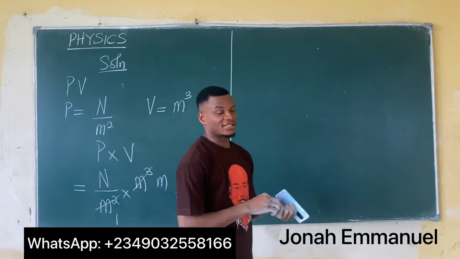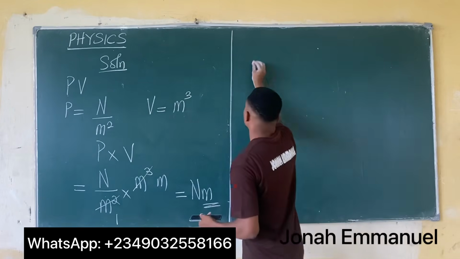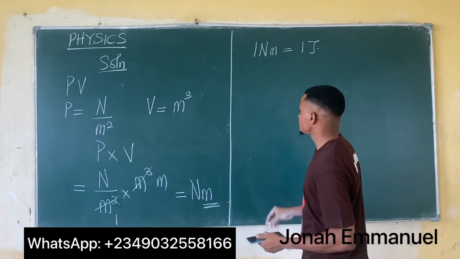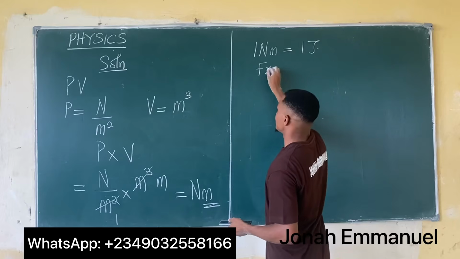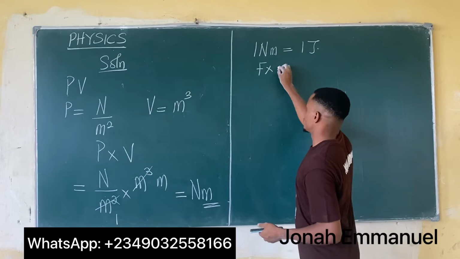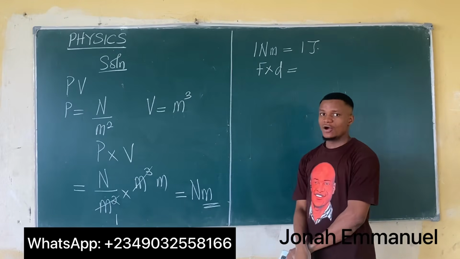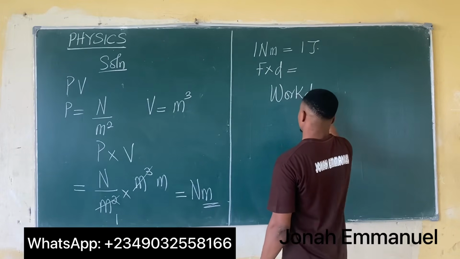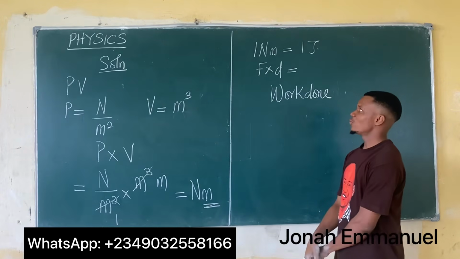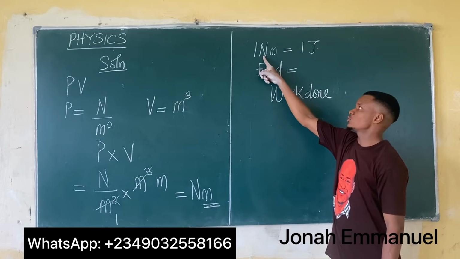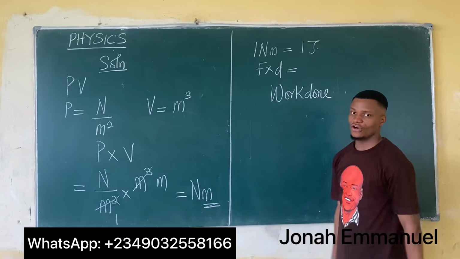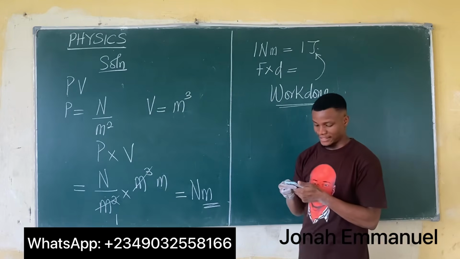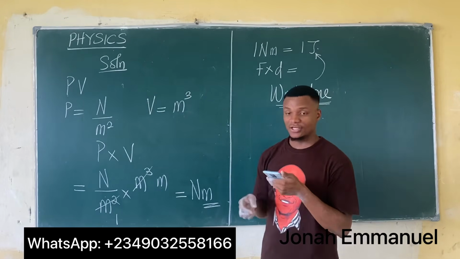And Newton meter is same as what there? Joules. We know that 1 Newton meter is equal to 1 joule. How? Newton is force, times meter, which is distance. When we talk about force times distance, what comes to mind? Work done. In science, work is said to be done when a force moves an object through a distance in the direction of that force. So hence, the answer becomes work done, which is similar to joules. So the answer there is option D, work.